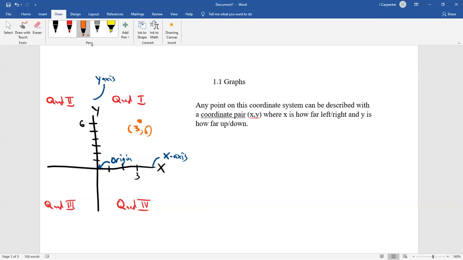You're starting at the origin, and you'll know if these numbers are negative because you'd go left or down. So it's always how far left or right, then how far up or down. We say x and y because that's how far they travel along their respective axes.